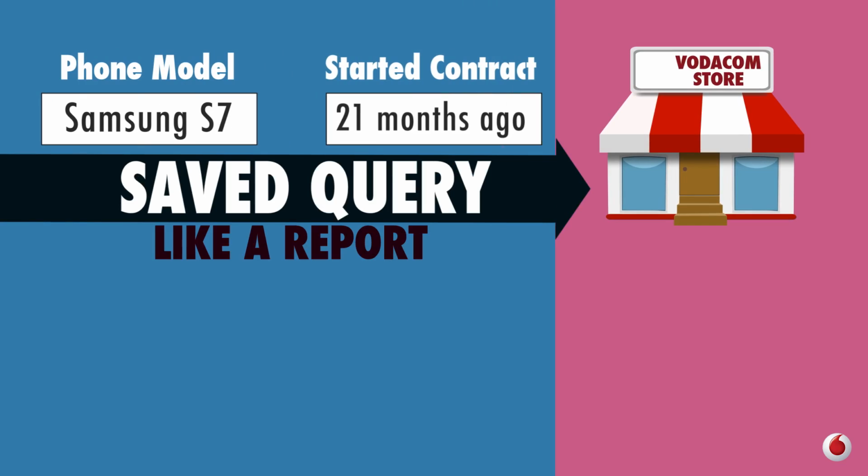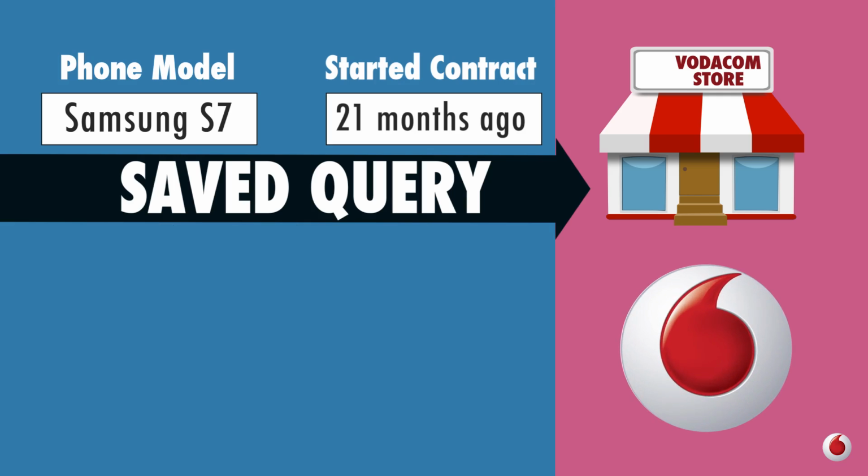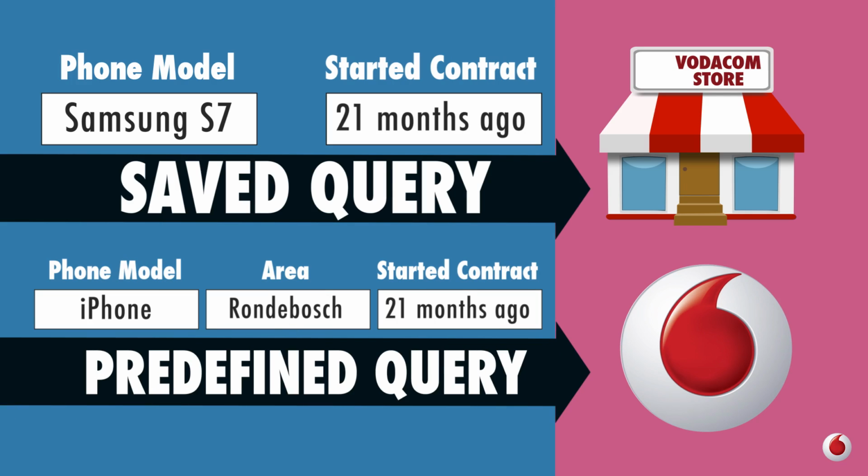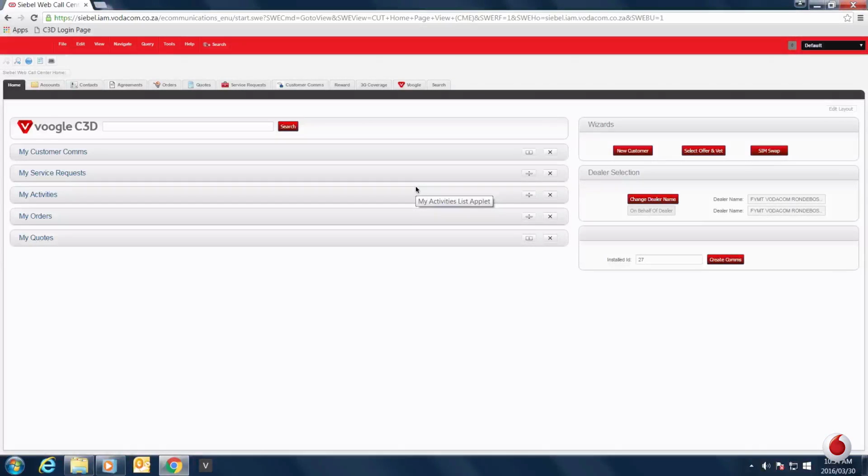It then becomes similar to a report, which can be used again when needed without having to manually populate the relevant fields. Vodacom also preloads multi-criteria queries, which are called predefined queries. Saved and predefined queries can be found in the drop-down menu in the far right of the application level menu.